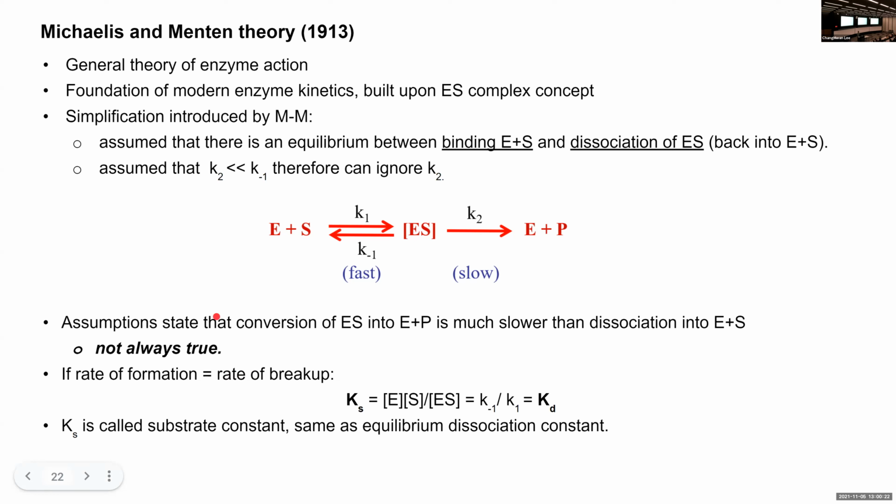But again, this is a really important theory to understand how this enzyme works with the substrate. If the rate of the formation of the ES complex is the same as the rate of the breakup, E plus S, then the Ks value, which is a substrate constant, will be written as E concentration times S concentration over ES concentration, which is the same as Kd, right? The dissociation constant for the ES complex.